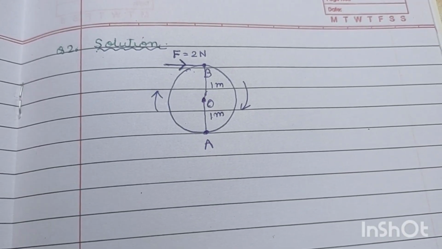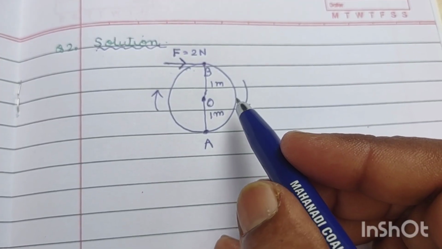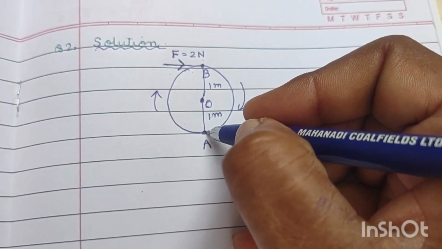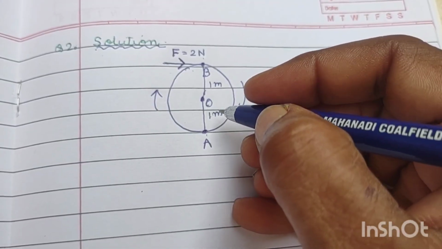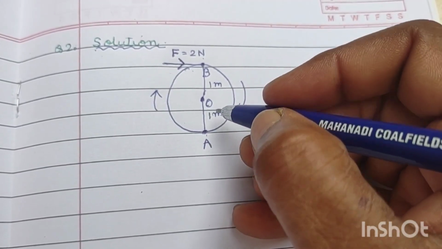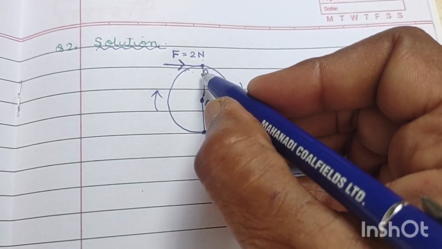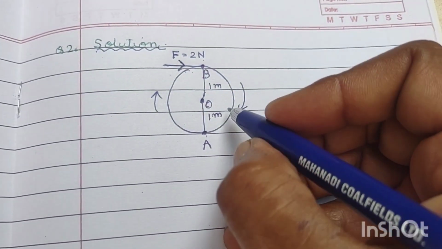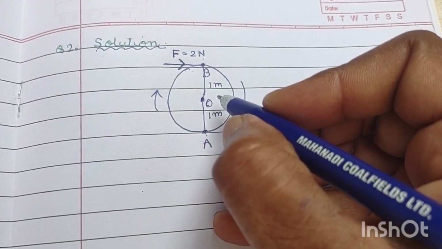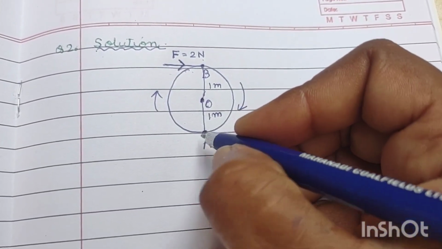Now we are going to solve question number 2. This is the diagram given. A wheel of diameter 2 meter. So diameter from A to B is 2 meter with axle at O. A force of 2 Newton is applied at B in the direction as shown in the figure. We have to calculate the moment of force about center O and at point A.